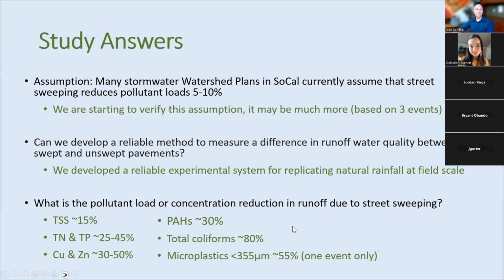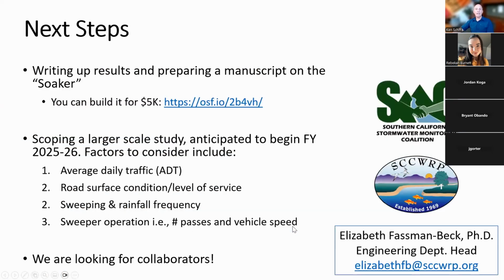So this is my last slide, where I'm going to talk to you about what we're doing next. Of course, we're writing up the results and preparing a manuscript on the actual device itself, which we affectionately call the squirt soaker. You can build one for about $5,000. I'm putting the link here, where we have a spec sheet and an SOP, and you can build one yourself for wherever you want.